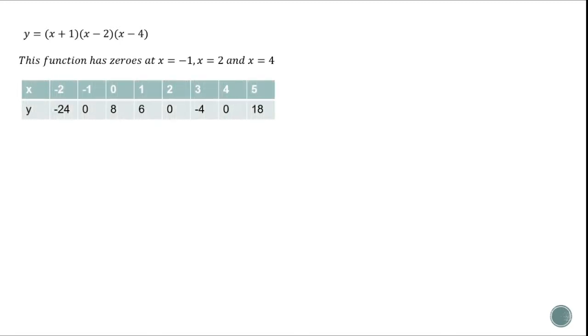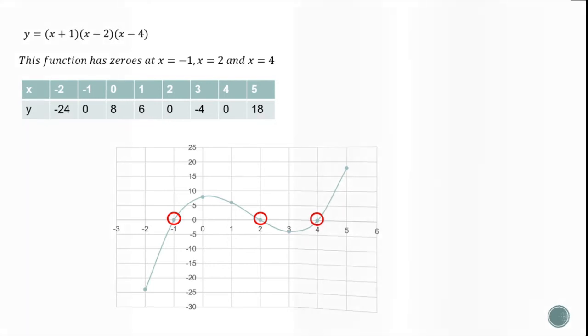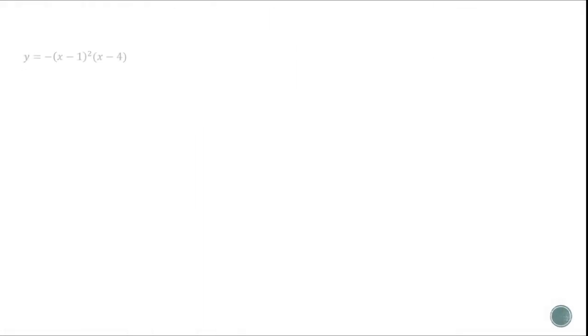Let's create a table of values here, and based on it, the graph which can be plotted is this. You just need to pay attention to the zeros, which are x equal to -1, 2, and 4. We shall be discussing their nature in detail after comparing it with the other function's graph.